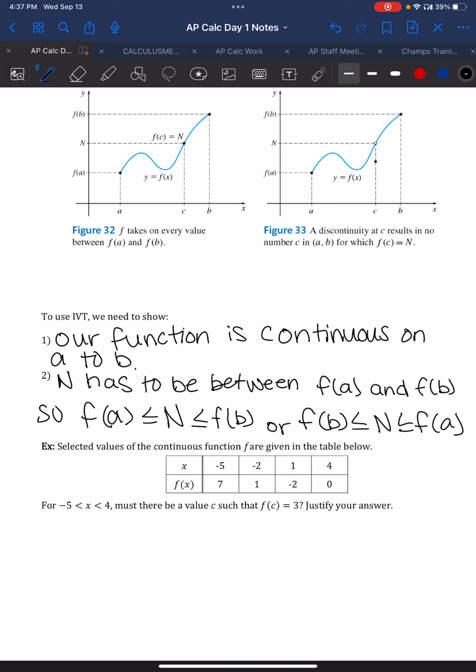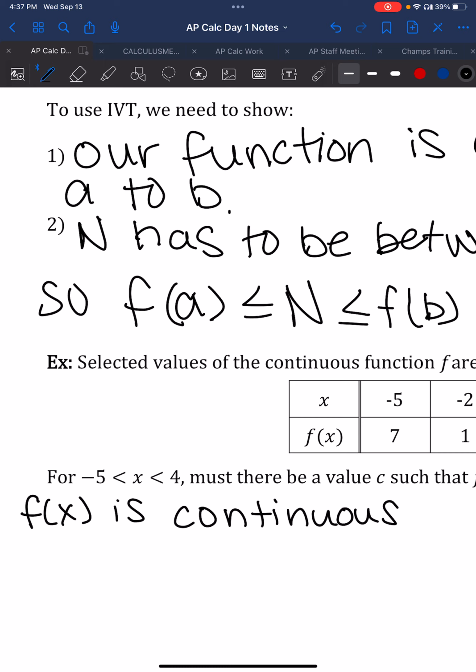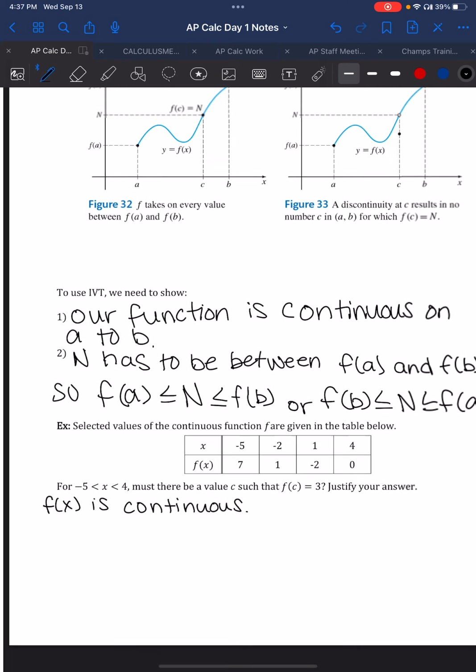So first thing that we need to do is we need to state that our function is continuous. I know that it says it in the problem, but because IVT is what we're trying to use here, if we say by IVT, we need to have written down that it is continuous. So we're going to start it with f of x is continuous. This is really easy because it already told us in the problem.